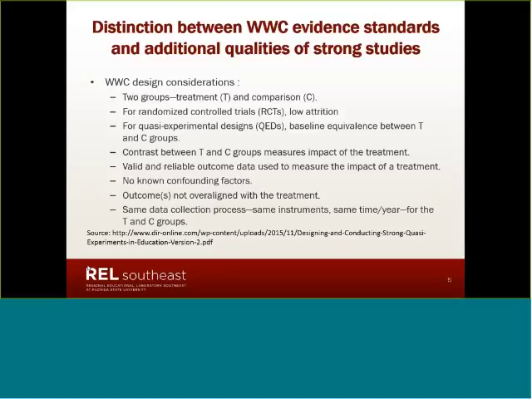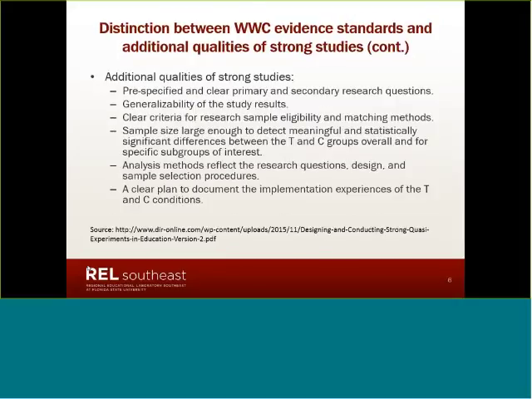And then another list of reminders. You want to make sure that you also have pre-specified and clear primary and secondary research questions. You want to talk about the generalizability of your study results. You want to have clear criteria for your research sample eligibility and your matching methods. You want to make sure that your sample size is large enough to detect meaningful and statistically significant differences between your treatment and control groups overall and for specific subgroups of interest. Your analysis methods should reflect the research questions, design, and sample selection procedures. And you want to have a clear plan to document the implementation experiences of the treatment and control conditions.